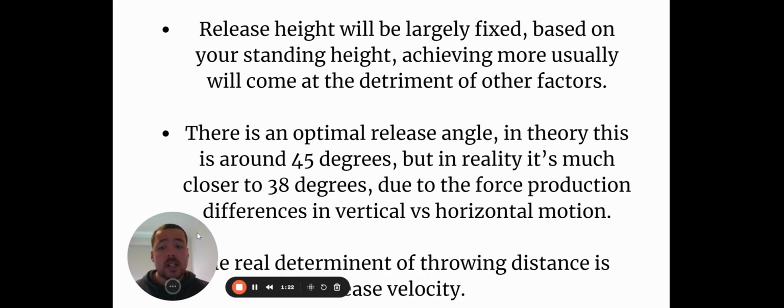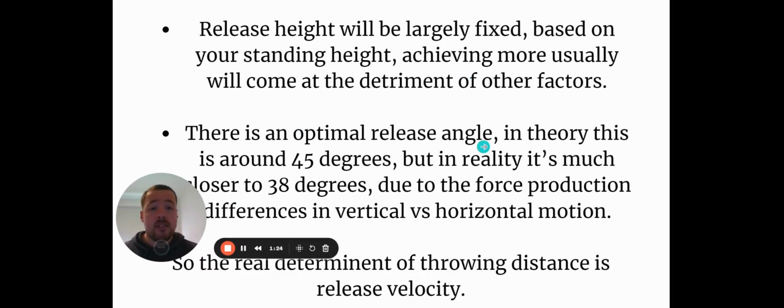However, your release height is going to largely be fixed. Depending on how tall you are, how long your arms are, things like that, there's going to be a set height that works for you, okay? I can release at 2.15 based on my height. If I jump through the roof to try and get that up to 2.3, I'm probably going to take away from some other factors like release velocity, okay?